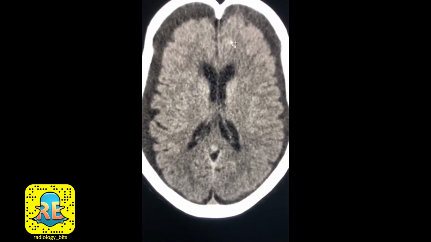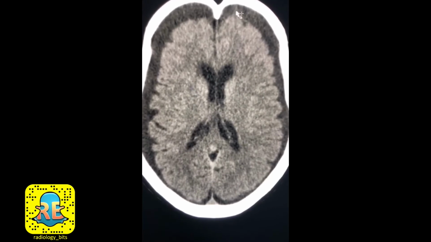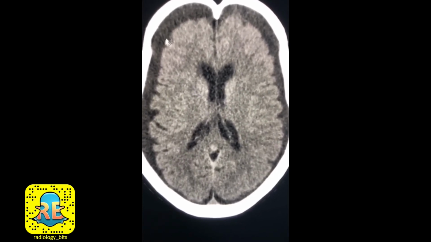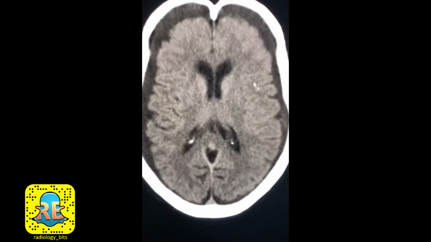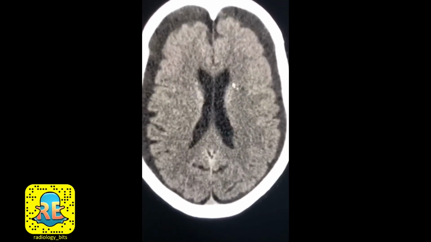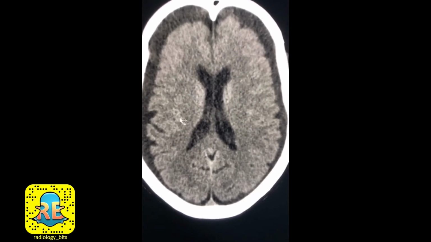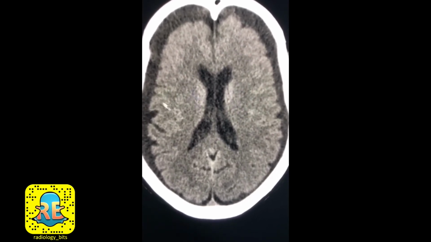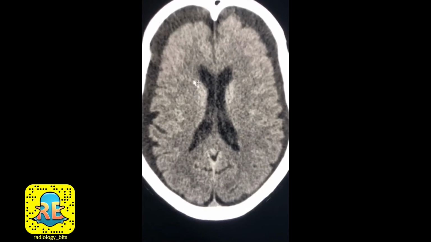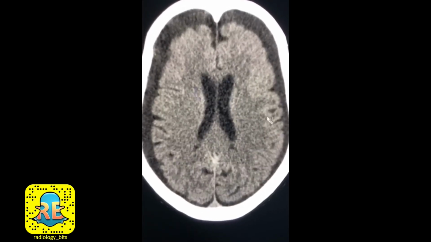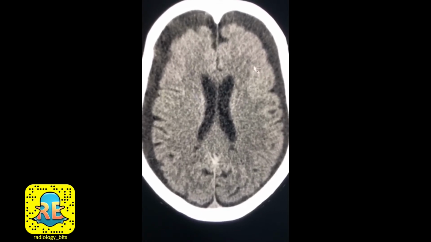The first thing is that if volume loss is leading to this degree of prominence of the CSF spaces, you would expect a proportional appearance to be seen within the ventricular size, which is not that large, in addition to widening of the sulci. However, the opposite is happening here. The sulci are not that widened, they're actually probably effaced or compressed.